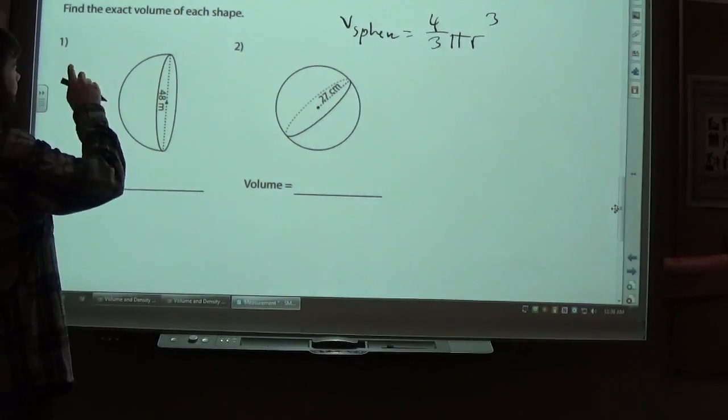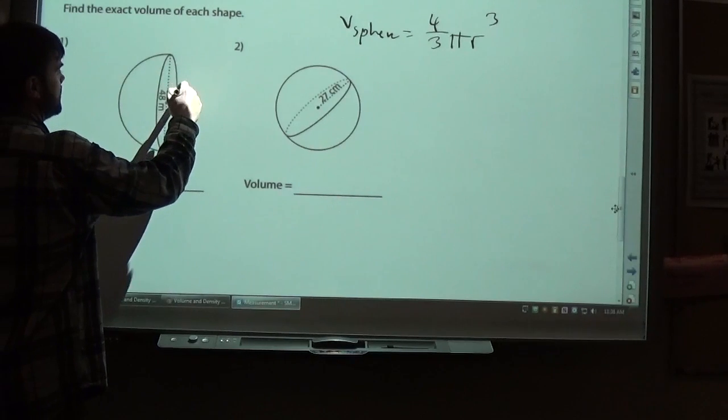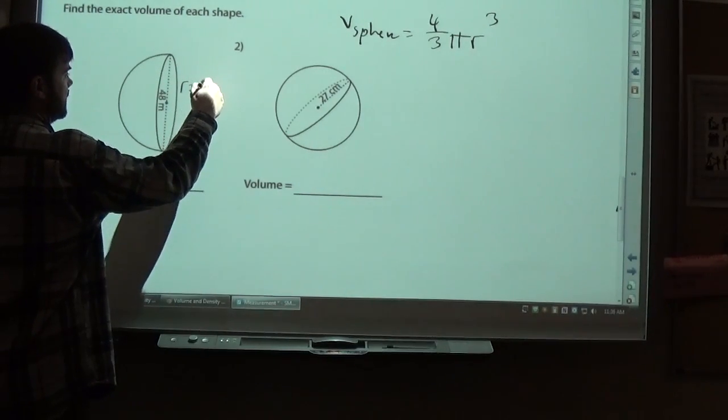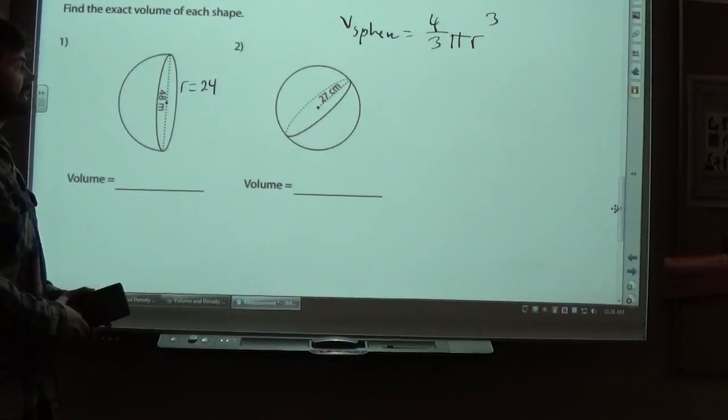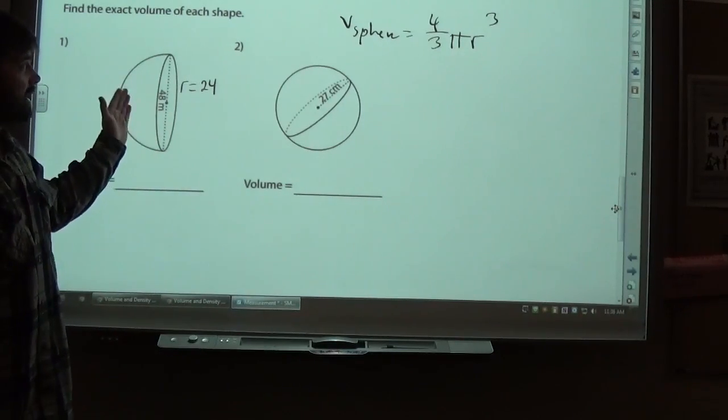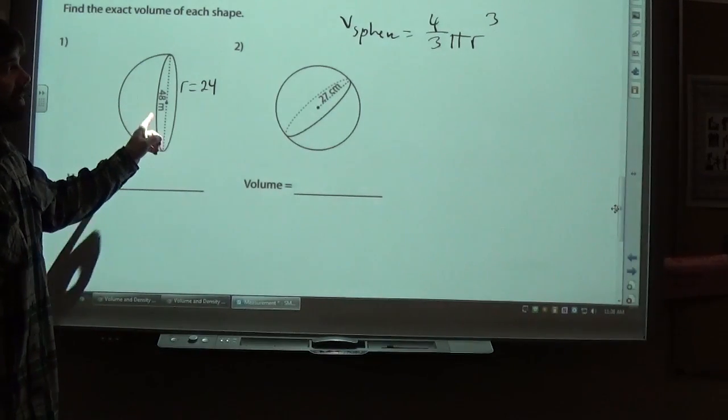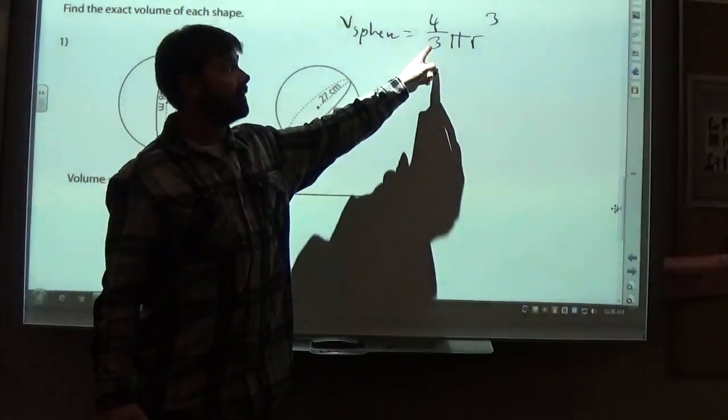Now again, problem number 1 gives you a diameter. So in this situation, the radius would be 24. And the other thing you'll notice is that this is a hemisphere, so it's half of a sphere, which means your equation for this would just be half of whatever this is.